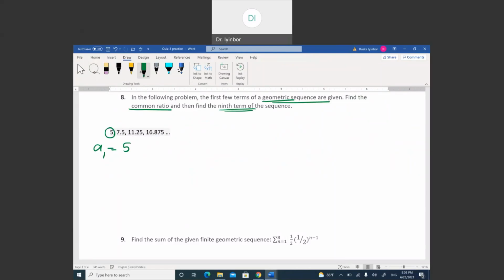Now the common ratio is when you divide 2 consecutive terms. So I can divide 7.5 by 5, or I can divide 11.25 by 7.5, it doesn't matter. Or I can also divide 16.875 by 11.25. All of these divisions should give me the same number, because that's what the common ratio is.